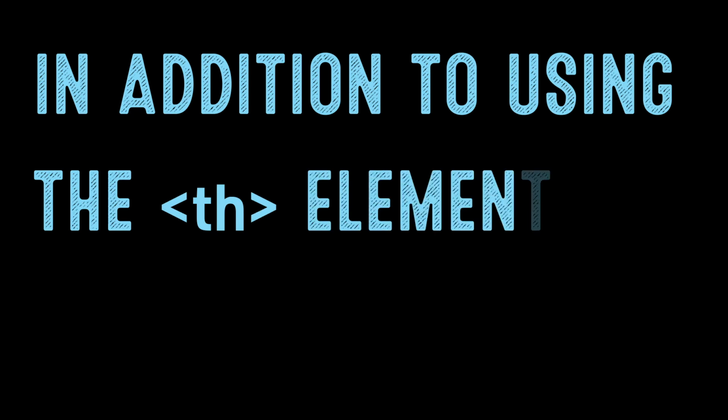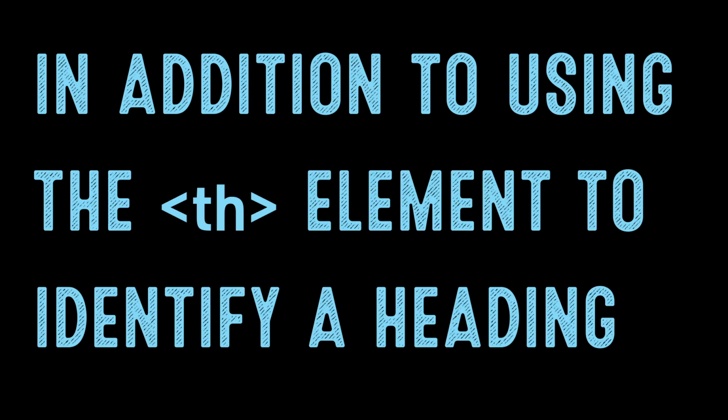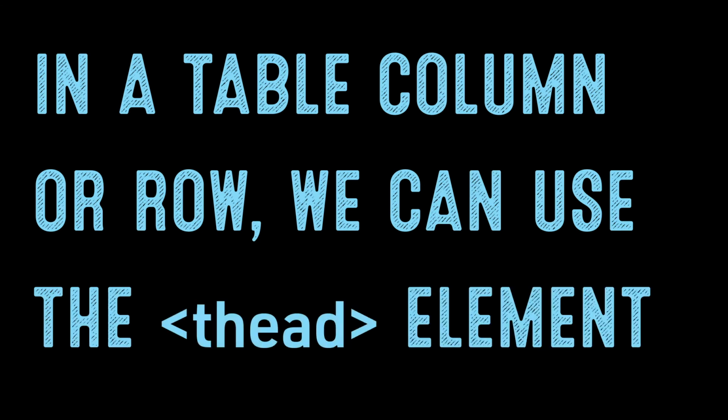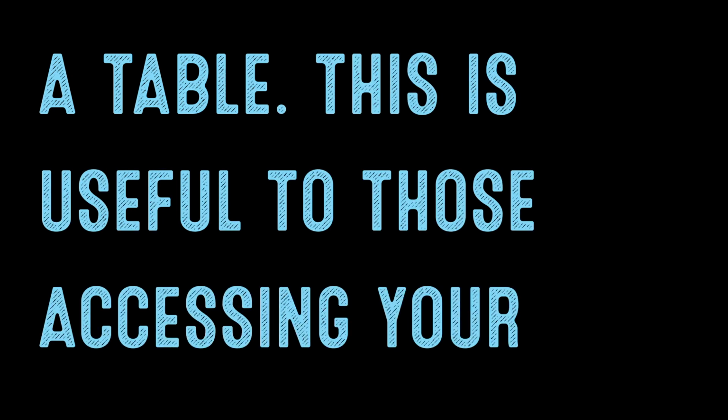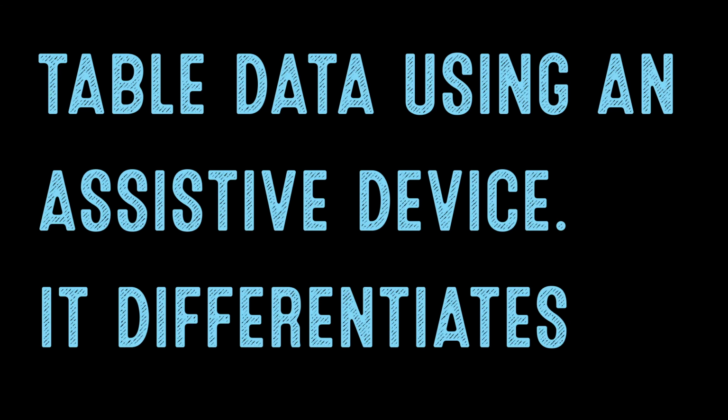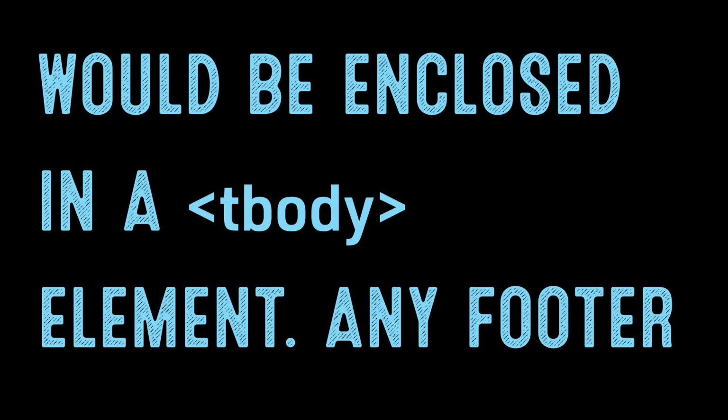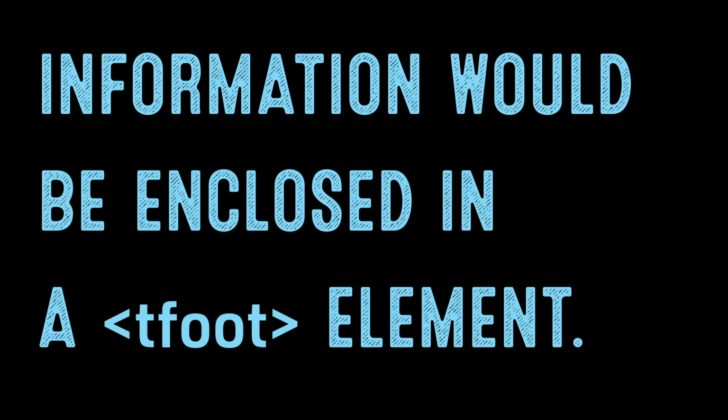In addition to using the th element to identify a heading in a table, column, or row, we can use the thead element to further indicate the first row as a header row in a table. This is useful to those accessing your table data using an assistive device. It differentiates the header section from the body or main content, which would be enclosed in a tbody element. Any footer information would be enclosed in a tfoot element.